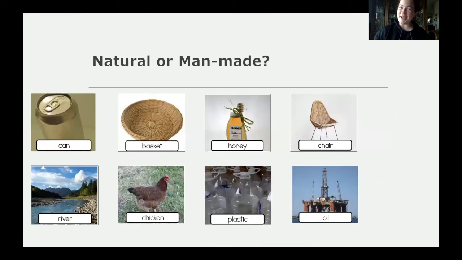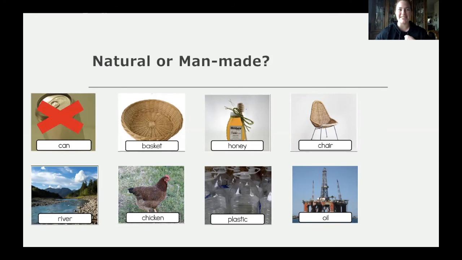Okay, let's play a little game before you do your Seesaw assignment. We have a whole list of items and we have to decide, is it natural or man made? You need to think to yourself, is that just out in nature or did somebody have to make that? Our first picture is a can, like a soda can. What do you think? Yeah, definitely man made. Somebody had to make that.